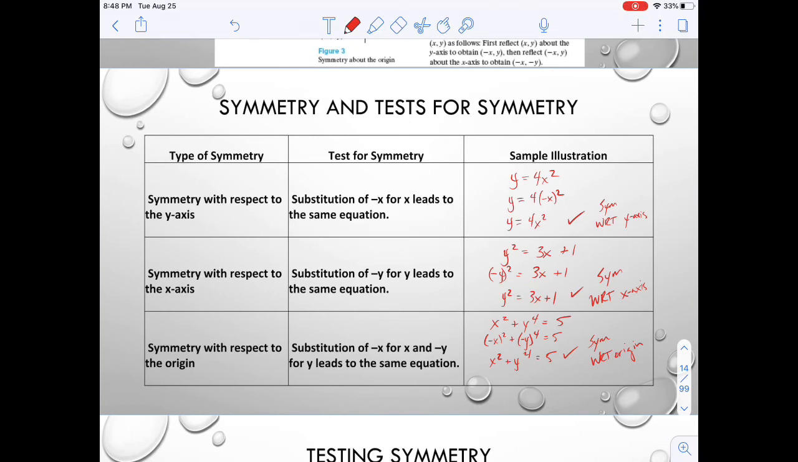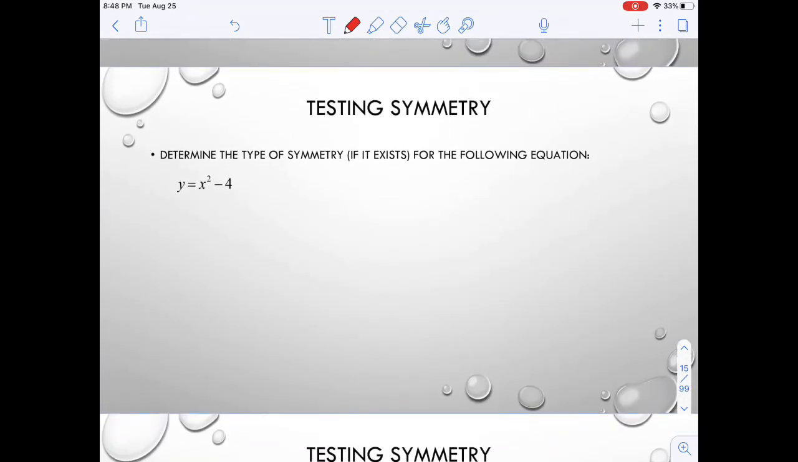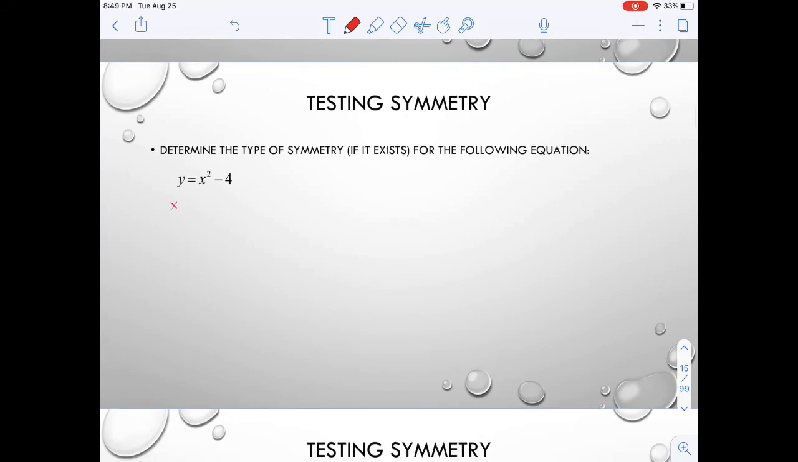Just because you found one doesn't mean you're necessarily done. You should probably at least look at and or test for all three. So testing for symmetry, we want to determine if it exists. Here I've got y equals x squared minus 4. If I test for, let's say, x-axis, I'm going to substitute y with the opposite of y. So here I'm going to have the opposite of y equals x squared minus 4. There's nothing really that I can simplify. So no, I don't have x-axis symmetry.